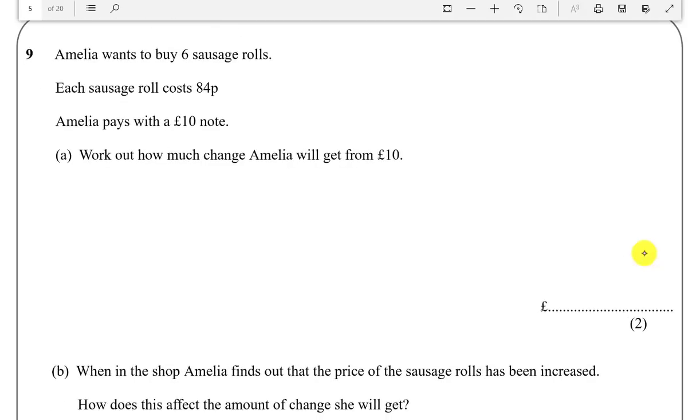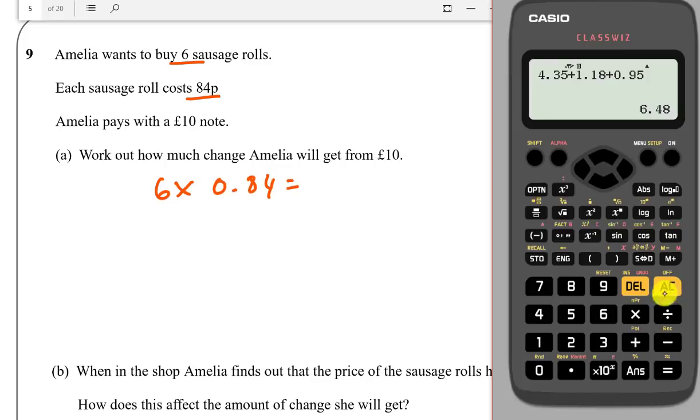Question 9. Amelia wants to buy 6 sausage rolls. Each sausage roll costs 84 pence. Amelia pays with a £10 note. Work out how much change Amelia will get from £10. So we need to work out how much the 6 sausage rolls cost. 6, and we've got 84p each. So 6 times 84 pence gives us an answer of £5.04.